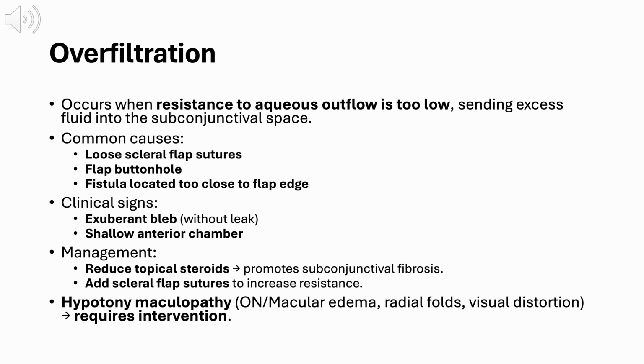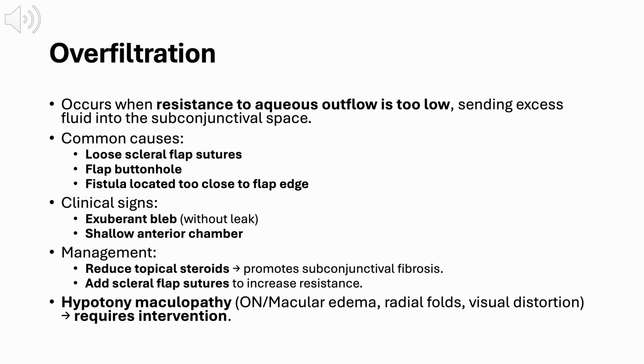Overfiltration is fundamentally a resistance problem. When the flap isn't providing enough counterpressure, aqueous exits too freely and floods the subconjunctival space. The usual culprits are mechanical: sutures that are too loose, a buttonhole in the flap, or a fistula placed too close to the flap margin where the flap can't adequately modulate flow.